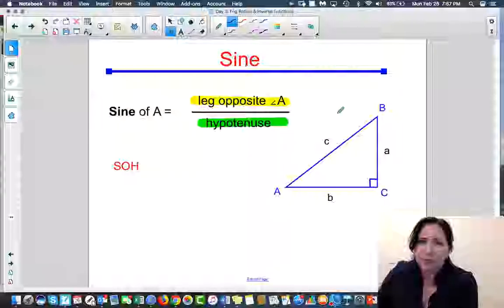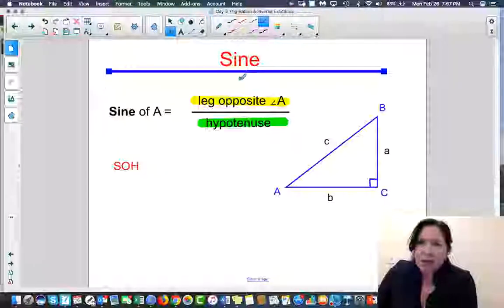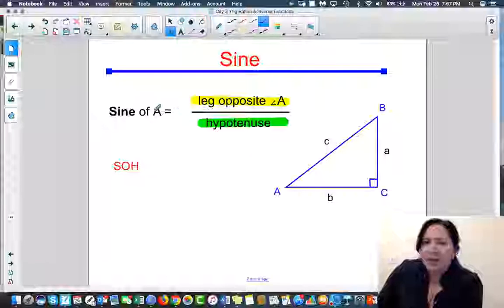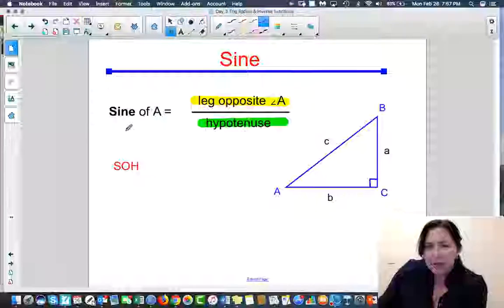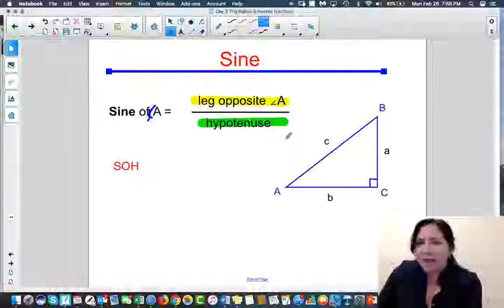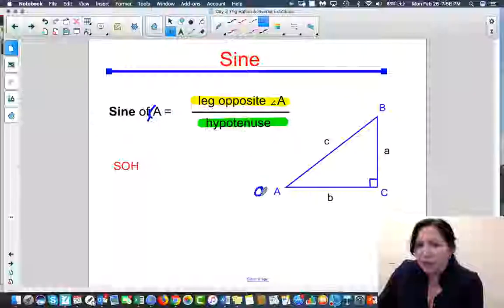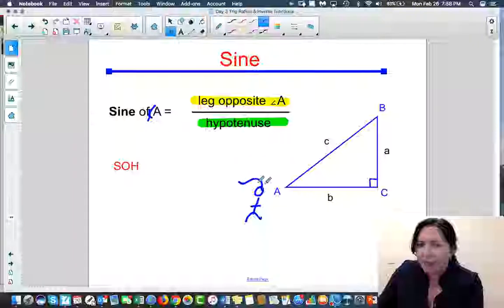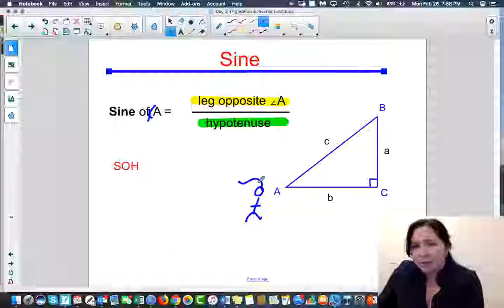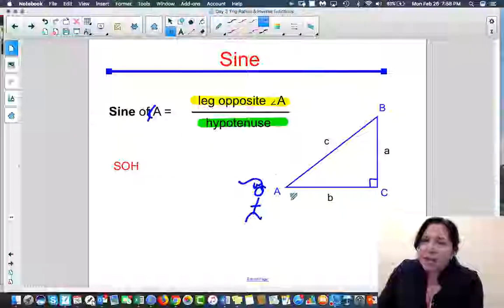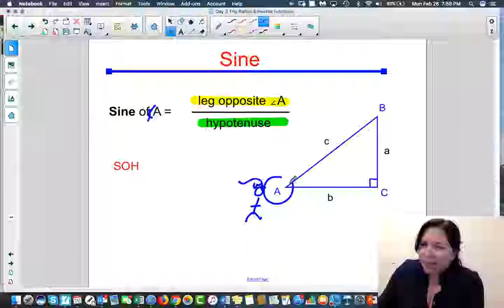So the first one we're going to start with is sine. So sine of angle A. You should say sine of angle A, so we're going to put a little angle in there. Here you are. It's sort of like you put yourself at the angle. There you are. Or if you have shorter hair, there you are. You put yourself at the angle.